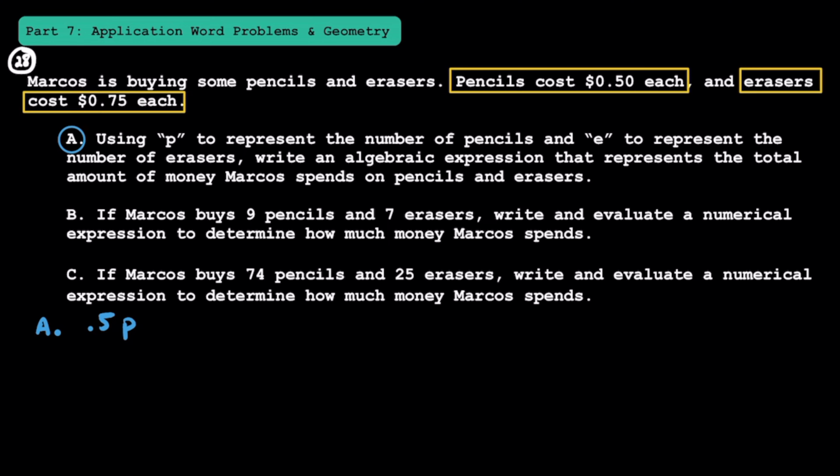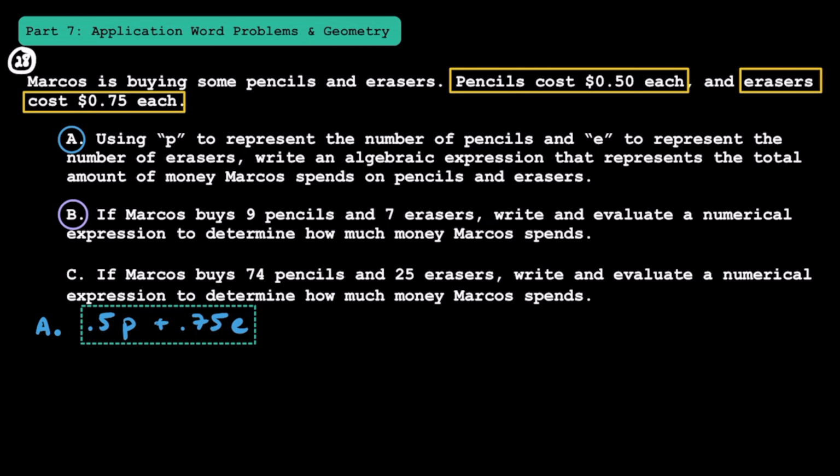We can write 0.5 times p as 0.5p. To get the total, we need to add the cost of the erasers as well. Since the erasers are 75 cents each, we have to do 0.75 times the amount of erasers he buys, or the letter E. 0.75 times e, we can just write as 0.75e. This right here is our algebraic expression. 0.5 is our coefficient for p, and 0.75 is our coefficient for e.